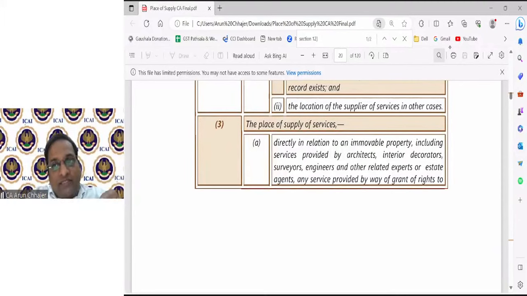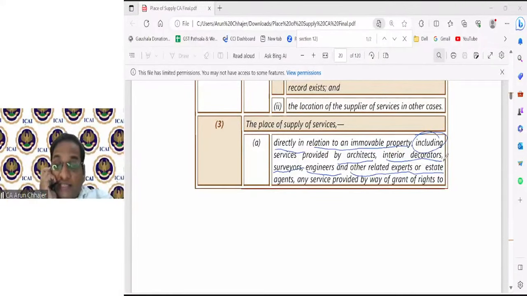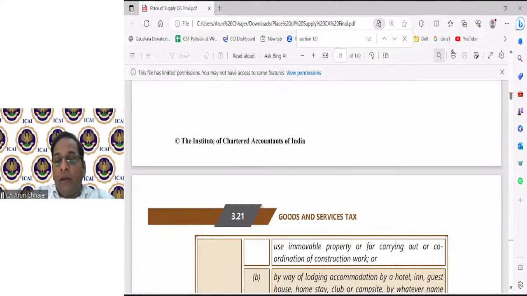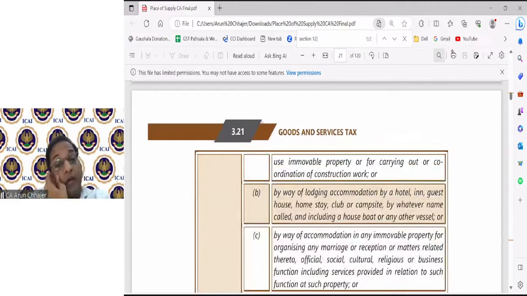Now, the first transaction we are discussing: place of supply of service in case of immovable property. Place of supply of service in relation to an immovable property or boat or vessel. It says directly in relation to an immovable property, including services by architect, interior decorator, surveyor, engineer, or any other related experts or estate agent, any service provided by way of grant of the right to use immovable property or for carrying out construction or coordination work, the place of supply of service would be the location of property.